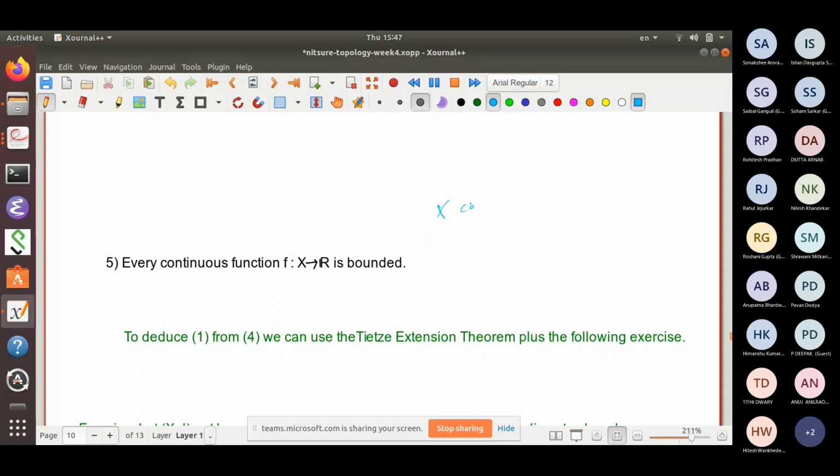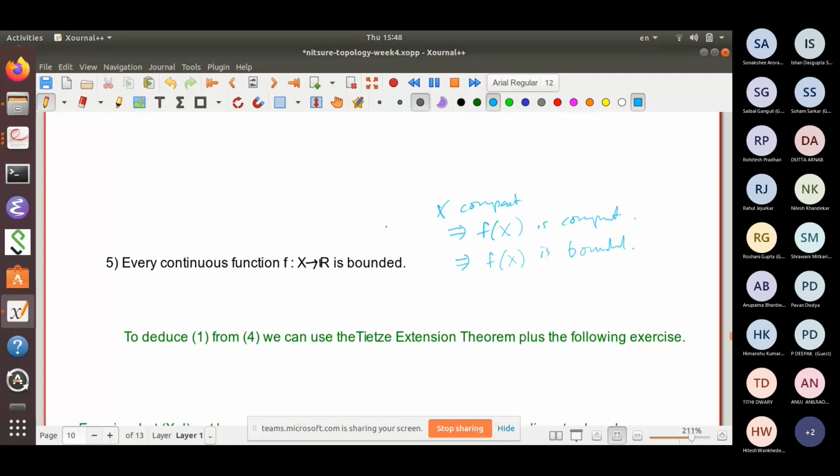X compact implies the image of f(X) is compact, so it's closed and bounded. I mean the image f(X), not X. Sorry, image f(X). Therefore, f(X) is bounded. We are not bothered about closed here.